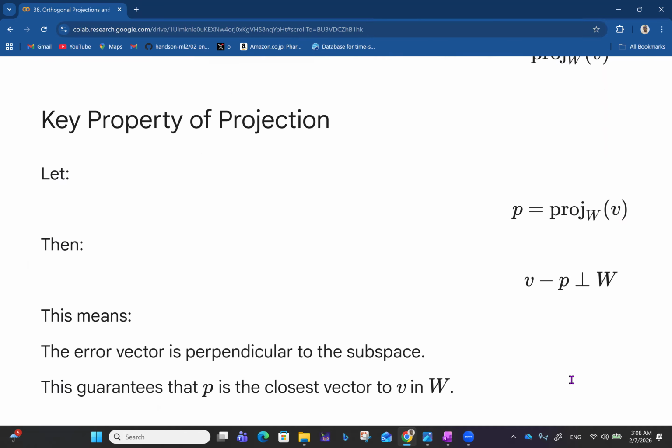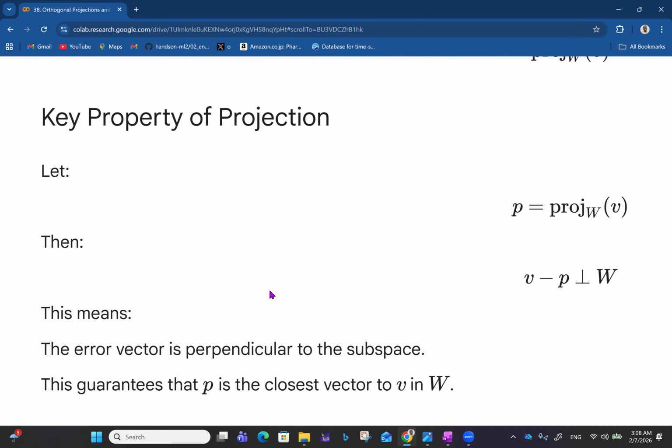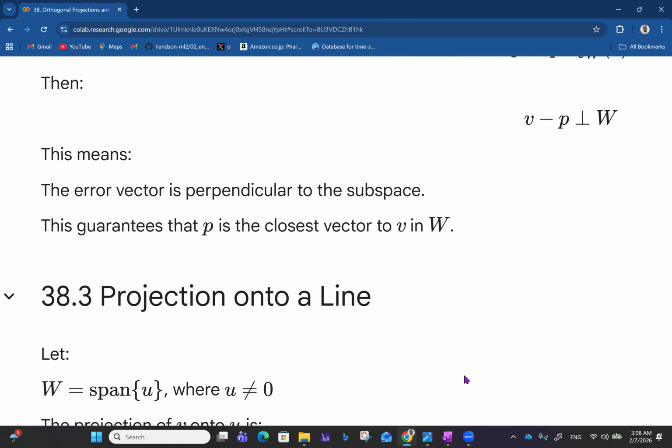Okay, so we have some key properties of projection. First of all, if P is the projection of V onto the subspace W, then V minus P, that is, when we remove the projection from V, is perpendicular to the subspace itself. So this means the error vector is perpendicular to the subspace. The difference between the vector and the projection, which is the error vector itself, is perpendicular to the subspace. And this guarantees that P is the closest vector to V in W. That projection is the closest vector to V in the subspace W.